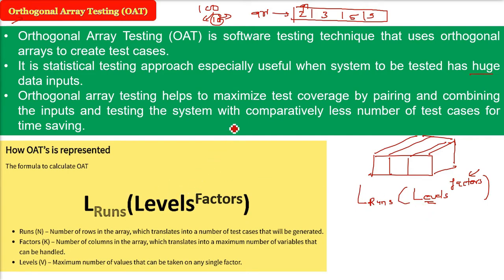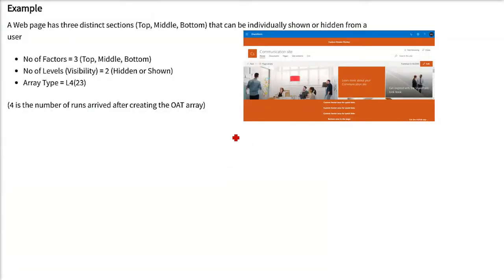So let us take an example. This is an example web page. Just assume we have 3 distinct sections and these sections can be anytime hidden and can be shown. They may be visible, they may not be visible. So the first one, we say that this is the top part, top. The middle one is middle. The lower one is bottom. So a web page that has 3 distinct sections that can be individually shown or hidden from a user.